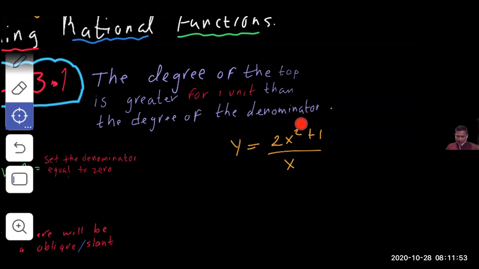This is a square, and this is your first power. But what is the difference between these degrees, guys? The degree of the top is greater by just 1 unit, because this is 2 and this is 1. This is the kind of function that we're going to graph: when the degree of the top is greater, but by just 1 unit, than the denominator.